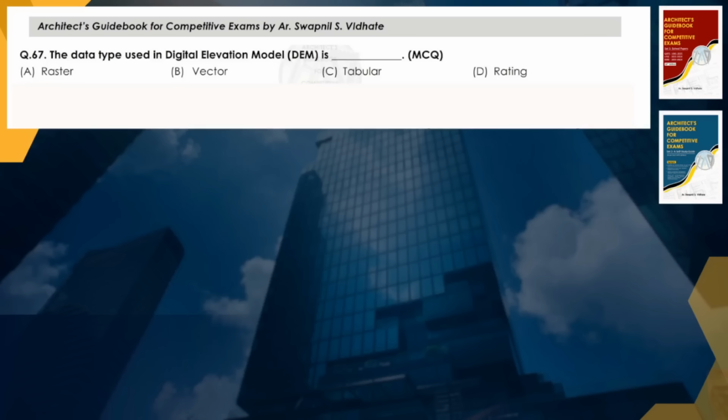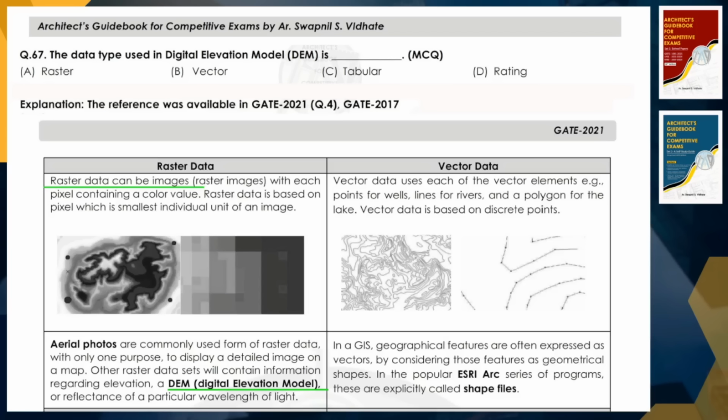Question 67: the data type used in the digital elevation model, that is DEM, is which of the following? Either it is raster data, vector data, tabular data, or rating data. Tabular and rating are definitely incorrect. The reference related to this question was there in GATE 2021 at question 4, as well as in GATE 2017, in which we discussed the difference between raster data and vector data. Earlier also, questions based on the difference between raster data and vector data have been asked.